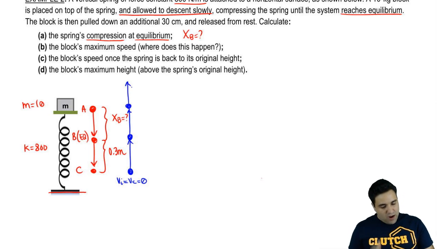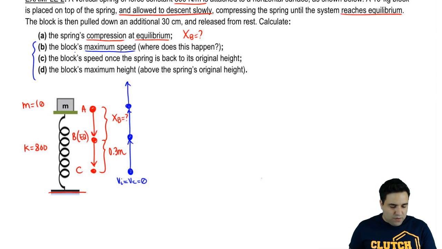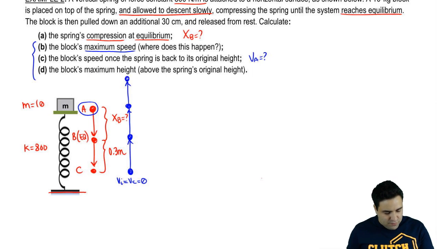Okay? And the problems here, parts B, C, and D, are asking, what is the block's maximum speed and where does that happen? I'll talk about that soon. What is the block speed once it's back to its original height? The original height is here. And if I want to know the speed here, I want to know what is VA. And then what is the block's maximum height? Maximum height's over here.